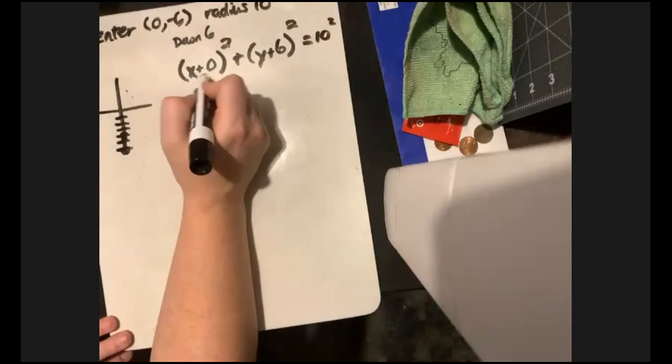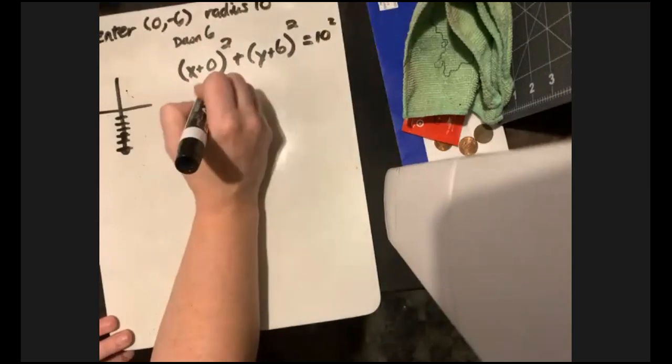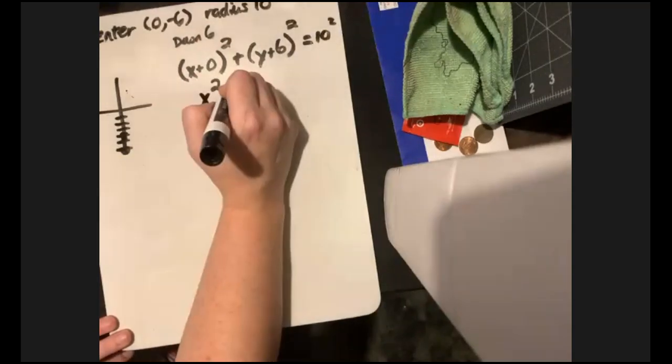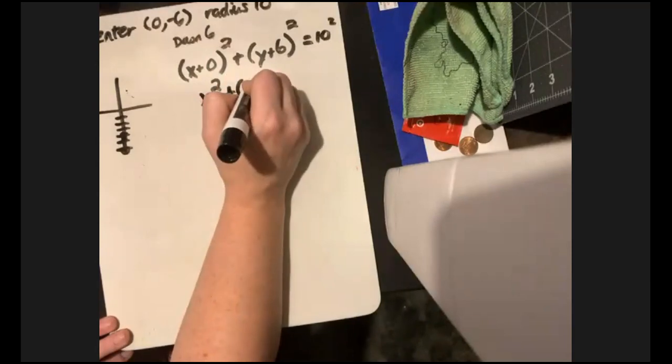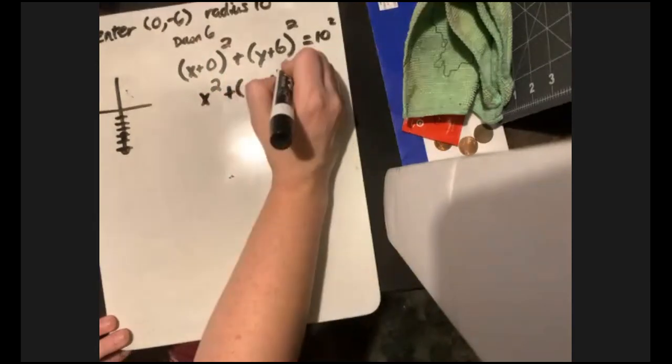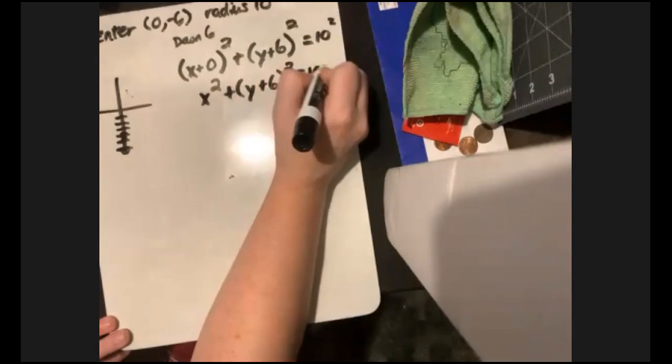Now, you don't actually have to write X plus 0. So you could clean this up to X squared plus. Now, at this point, if they want it in standard notation, you're probably going to have something that looks like this. X squared plus Y plus 6 squared equals 100. This is what we're seeing and what's processing.